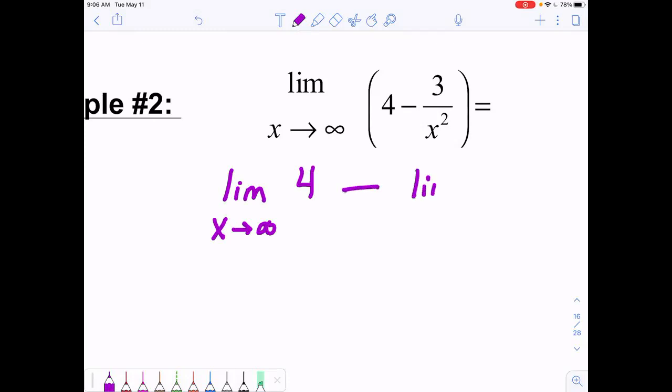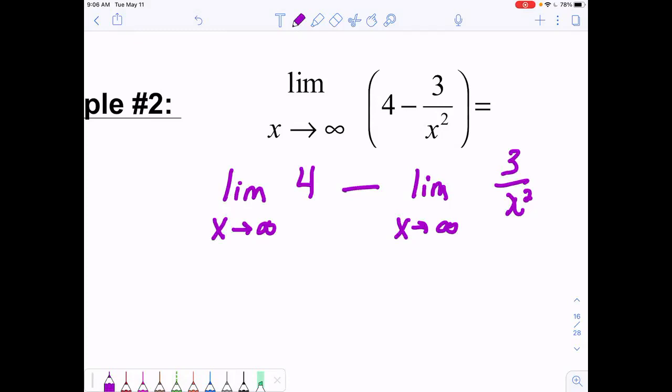Subtract the limit as x approaches infinity of the second function. So that's operations of limits. If you're subtracting 2 functions, the 4 minus the 3 over x squared, you can find the limit of those functions and then subtract that. So we're using properties of limits, operations of limits.